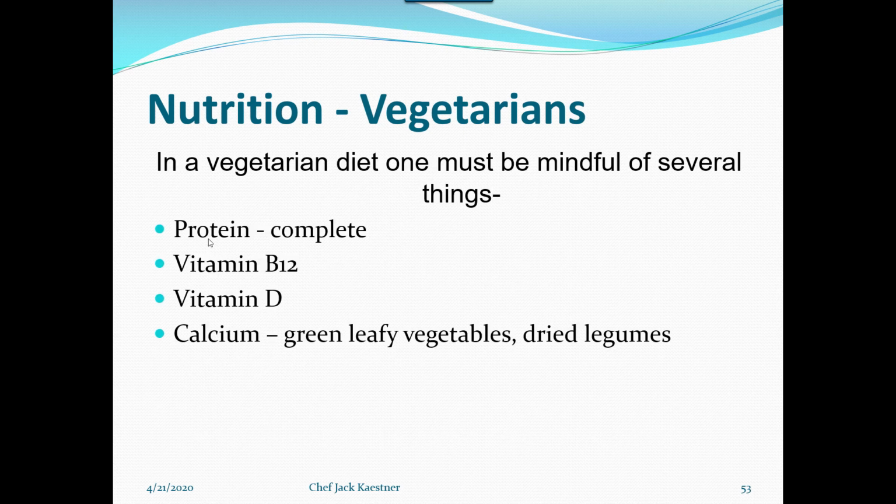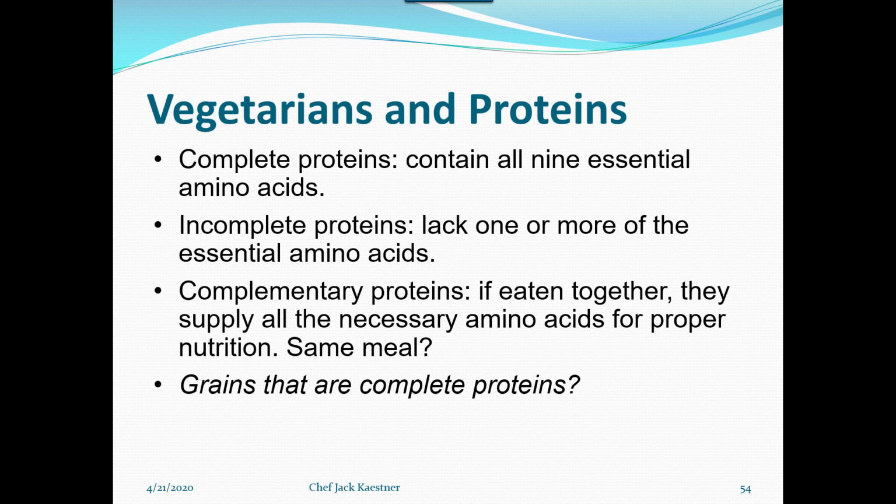Some of the things to keep in mind for vegetarians: they need to make sure they have complete proteins, vitamin B12, D, and calcium, which they can get from green leafy vegetables and dried legumes. So we talked a little bit about complete proteins, and they need to contain all 9 essential amino acids. Our bodies cannot produce 9 amino acids. We need to get them from our food, and any animal-based protein will contain all 9 essential amino acids.